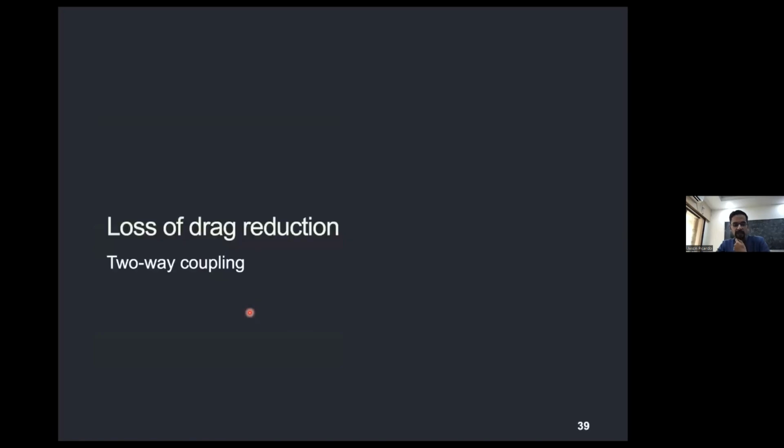Okay, so now let's come to the last part, which is where we include feedback from the polymers onto the flow and see if we can recover drag reduction.